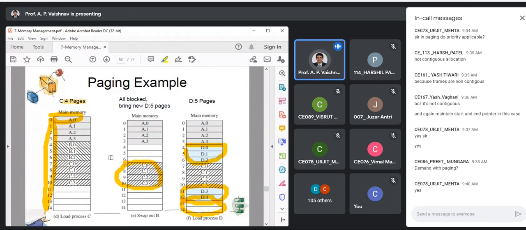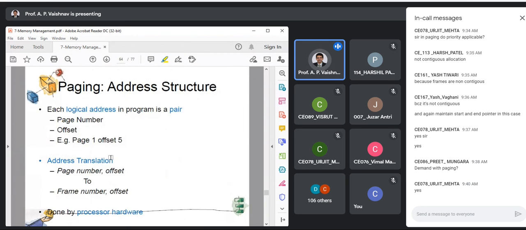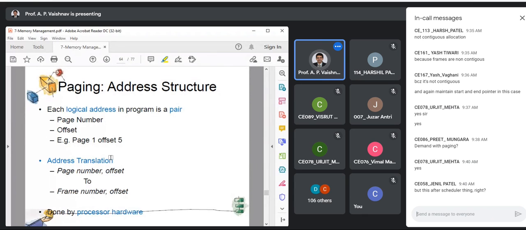Another doubt: demand paging. Yes, we are going to see demand paging and all those concepts later on. It is coming up, but first we need to cover this concept. Now I'll take one more minute, then I'll stop. This will be done after scheduling, definitely, right?